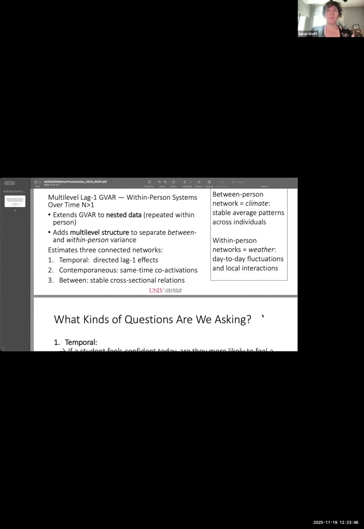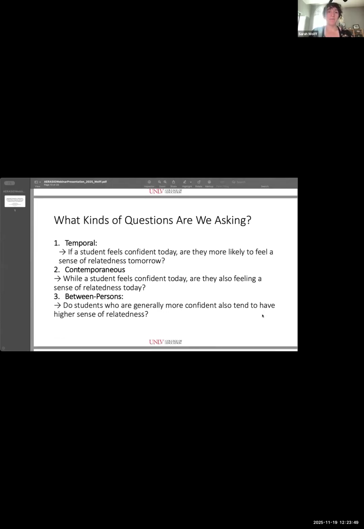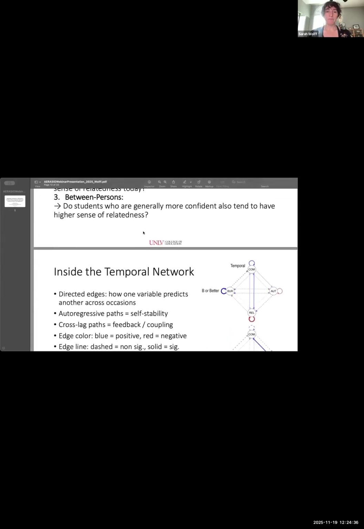We get a very cool picture of our variables across time. And then we can think about the kinds of questions that we might be asking. So for the temporal, if a student feels confident today, are they more likely to feel a sense of something else tomorrow? Maybe that's relatedness or whatever your other variables are. Contemporaneous, while a student feels confident today, are they also feeling a sense of relatedness today? Between people, do students who are generally more confident also tend to have a higher sense of relatedness? And that's the question that is answered the most amongst our research in our field. And so by breaking this down, we get these 3 levels of the system: how it looks as a trait, how it co-activates within a certain time period, and then how it changes from one time period to the next.